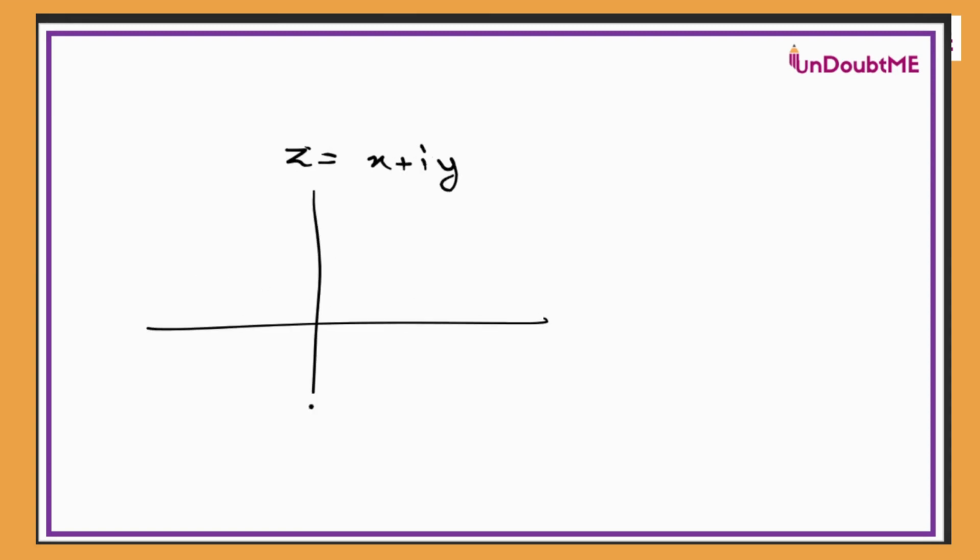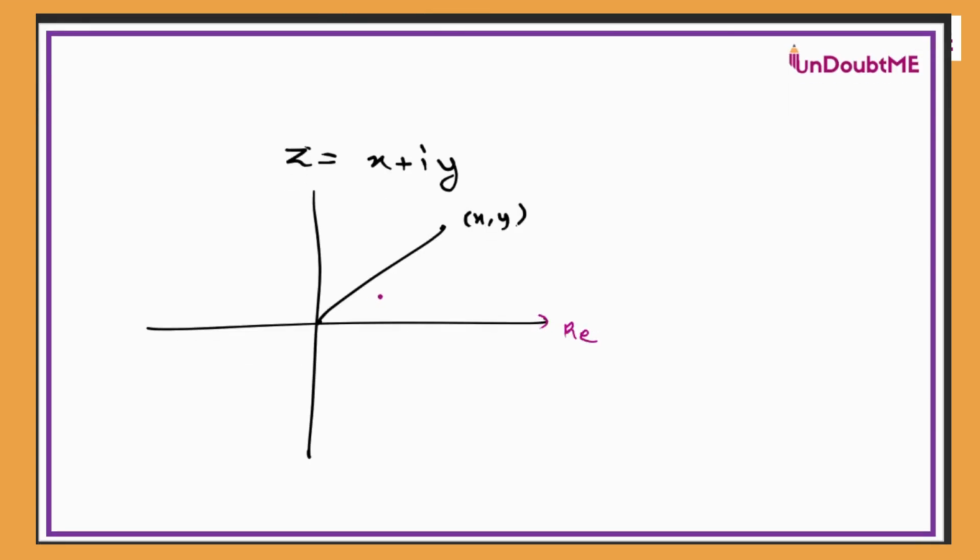So when we say a complex number x plus iota y, on the argand plane it just represents a point x comma y. That is the easiest way to understand a complex number on the argand plane. Now what makes this argand plane different?